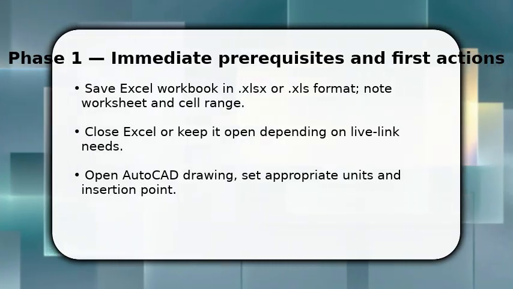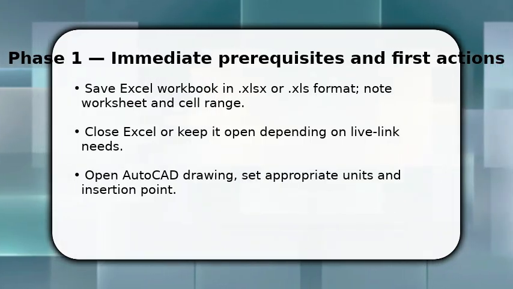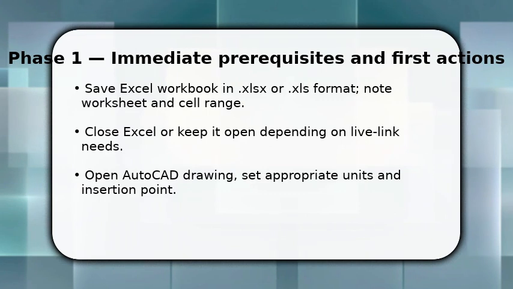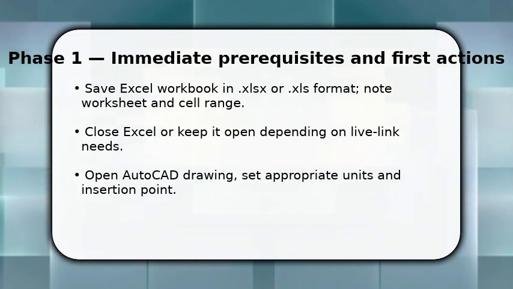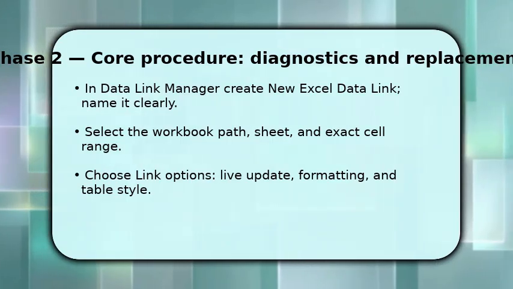Now, in AutoCAD, go to the Insert tab and pick the Data Link Manager to begin creating the link and mapping the range. You create the actual link in the Data Link Manager by adding a new Excel data link and giving it a descriptive name so you can reuse it.